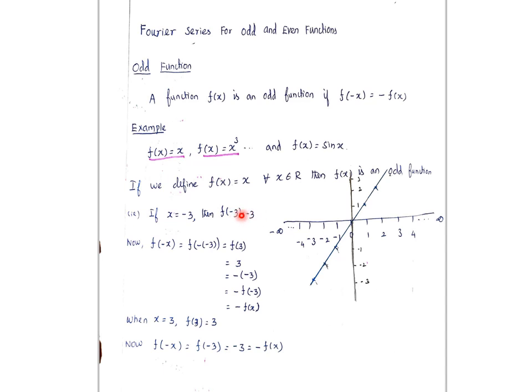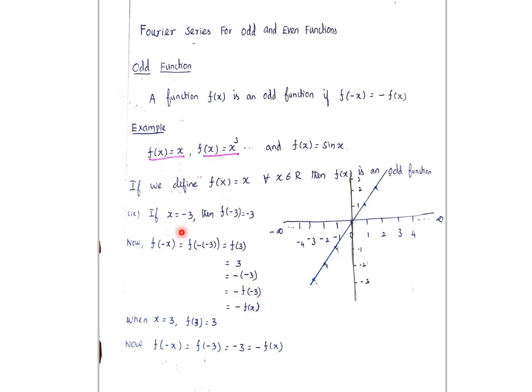Now we have to show that f of minus x equals minus f of x, then only this function is an odd function. So now if x equals minus 3, f of minus x will become f of 3. By the definition of f of x equals x, this f of 3 is equal to 3. This 3 can be written as minus of minus 3, that is minus f of minus 3.